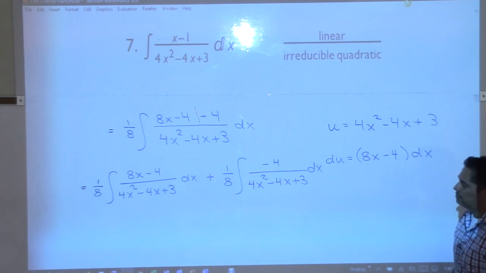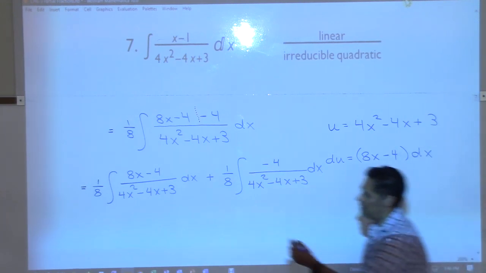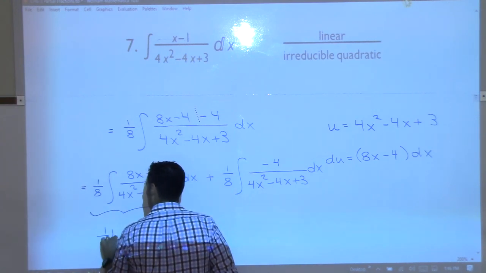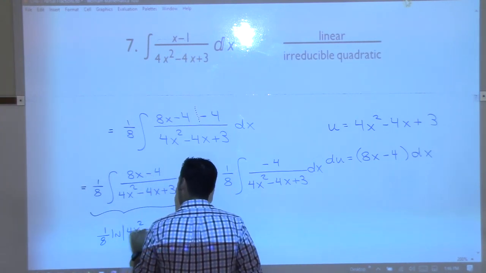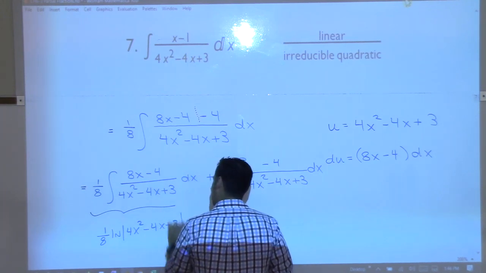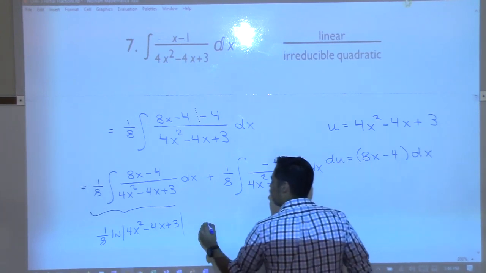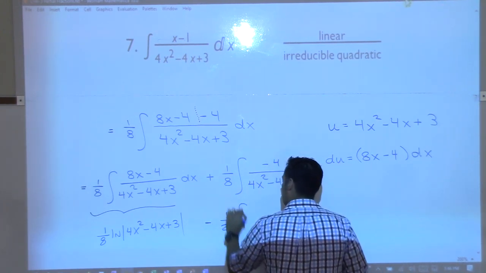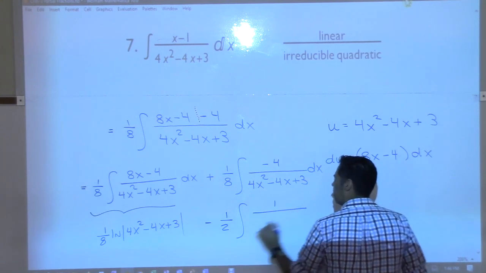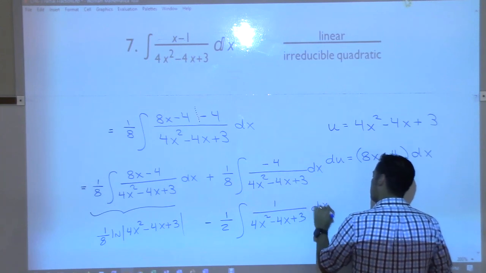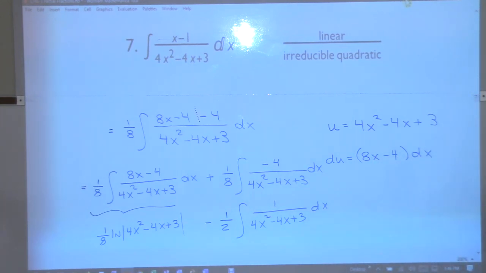So here's what I'm going to do. I'm going to go ahead and get to the answer on this one. This one is 1/8 natural log absolute value of 4x squared minus 4x plus 3. And then I'm going to have a plus c at the very end. And then I'm going to do minus 1/2 integral 1 over 4x squared minus 4x plus 3 dx. These problems are going to be long, so just get used to that.